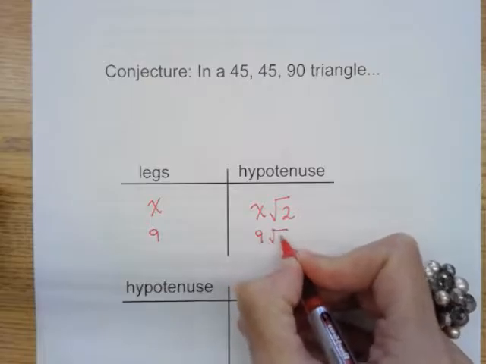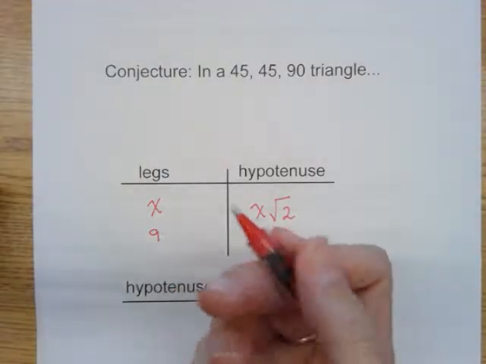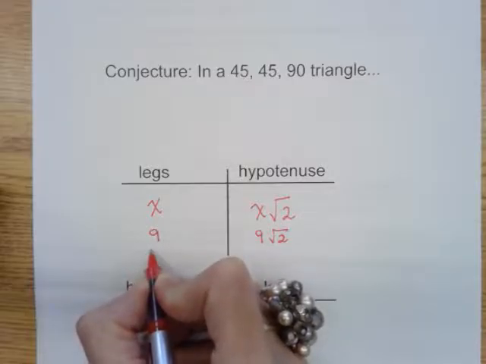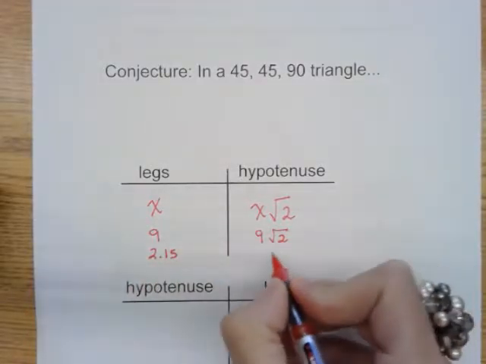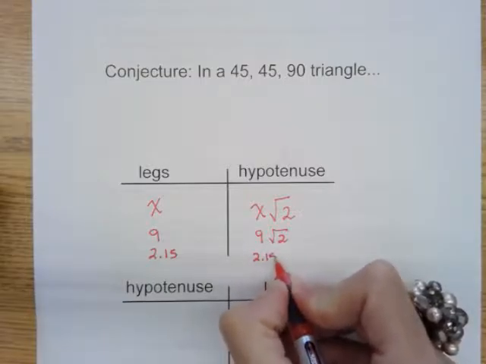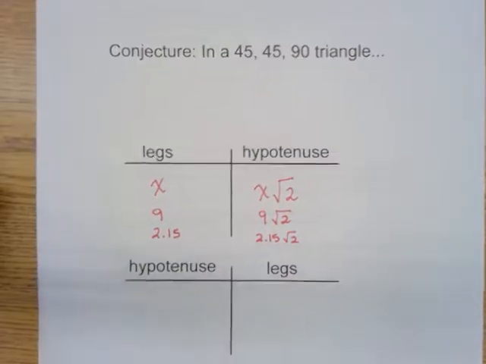If a leg has a length of 2.15, then the hypotenuse will be 2.15 root 2. And if I wanted to get that as a complete decimal, I could, or I could just leave it like this. Now, what happens if we know the hypotenuse?